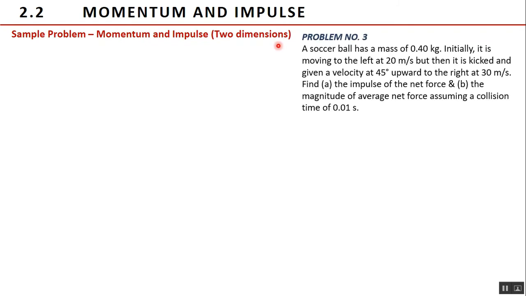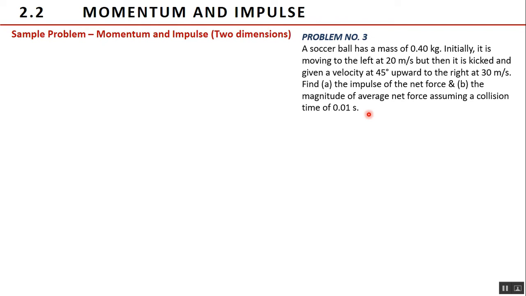Now, let us consider a problem involving impulse momentum theorem in 2 dimensions. Problem number 3. A soccer ball has a mass of 0.40 kg. Initially, it is moving to the left at 20 meters per second, but then it is kicked and given a velocity at 45 degrees, upward to the right at 30 meters per second. Find letter A, the impulse of the net force, and letter B, the magnitude of average net force, assuming a collision time of 0.01 second.